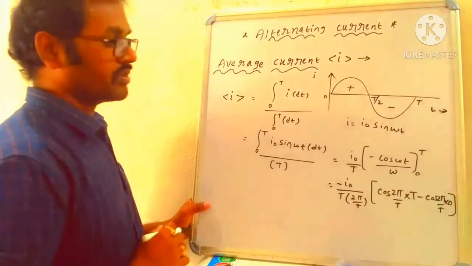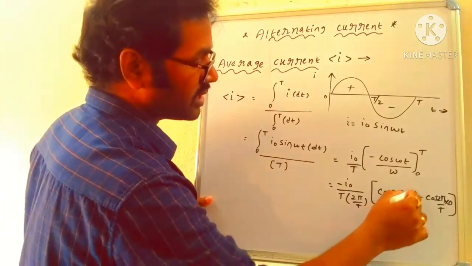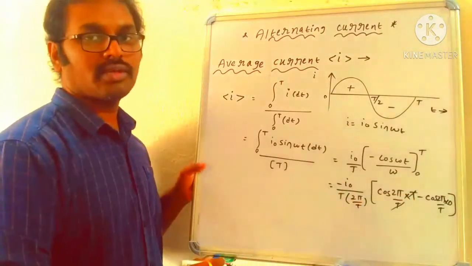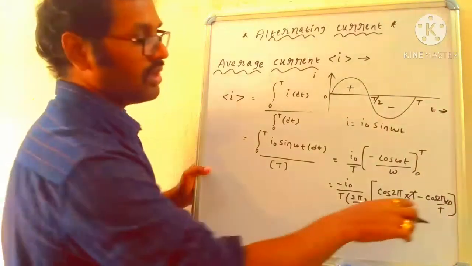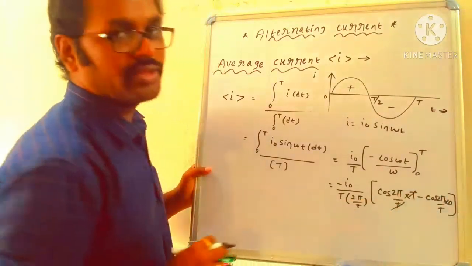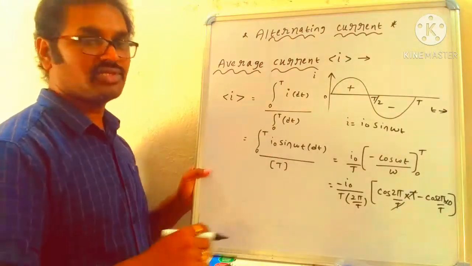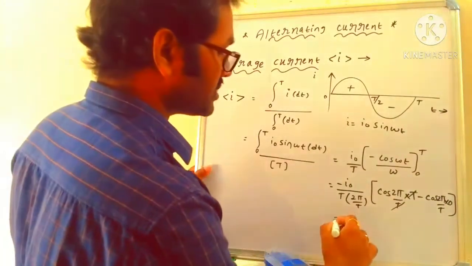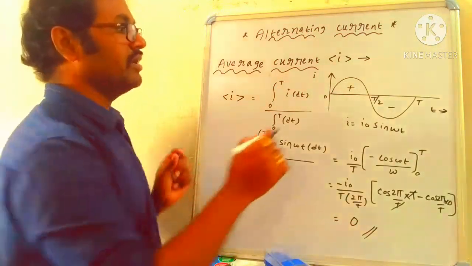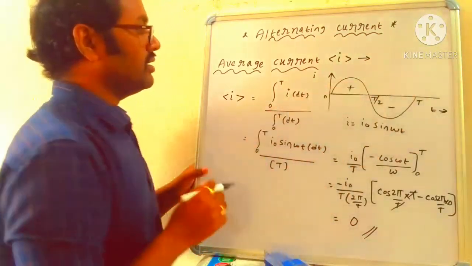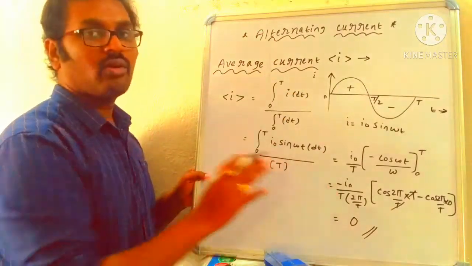The lower limit is 0, and the T gets cancelled here. Cos 2 pi, which is cos 360, is nothing but cos 0, and the value is 1. And here cos 0 again gives 1. So 1 minus 1 is 0, and the entire result is 0. So for the complete cycle, from 0 to T, the average value of current we got as 0 with the integration.